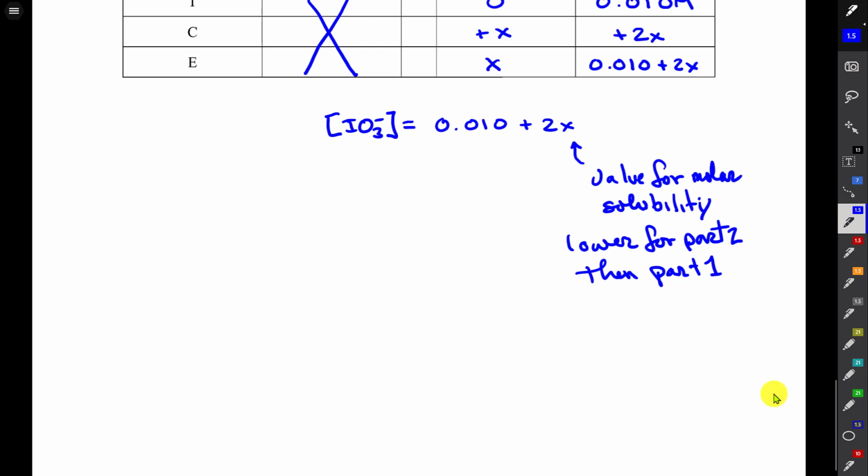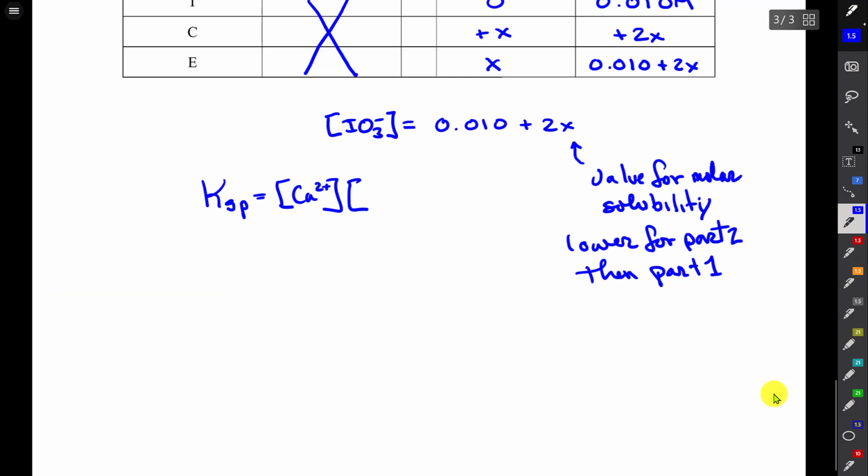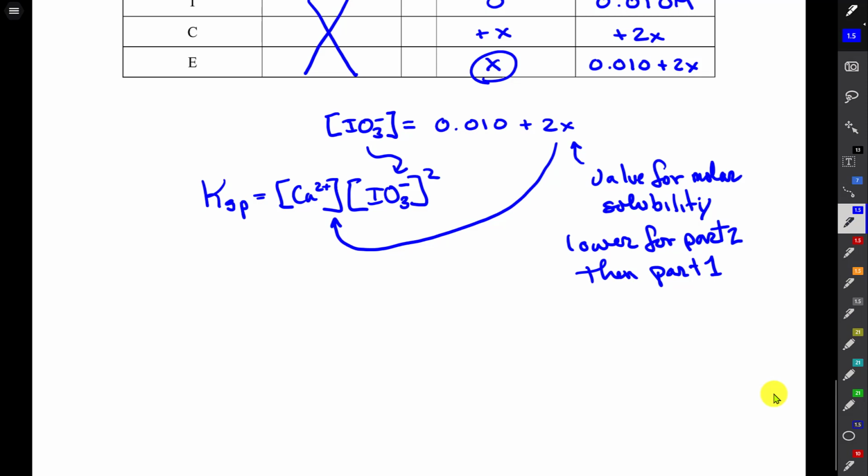Again, from the calculation, if you want to calculate the molar solubility from this data, it's still done the same way. It's still the concentration of calcium ion times the concentration of iodate ion squared. But now this is the iodate concentration, and you'll notice this. You'll have to solve this equation and plug it in for that value. And so the calculation for part 2 is different than the calculation for part 1.